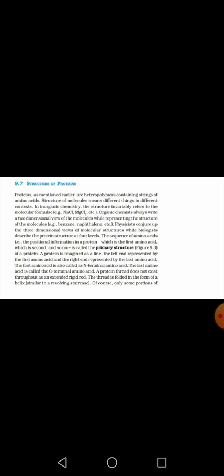And one more thing I will discuss with you: these proteins are made up of 20 different amino acids, which are further classified as essential and non-essential amino acids. What are these? We will discuss later on in the chapter.